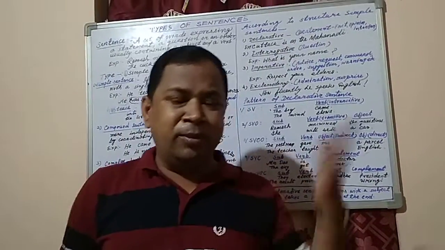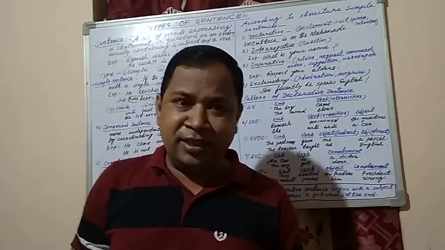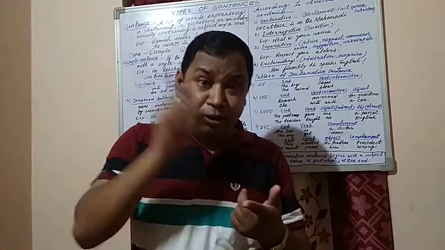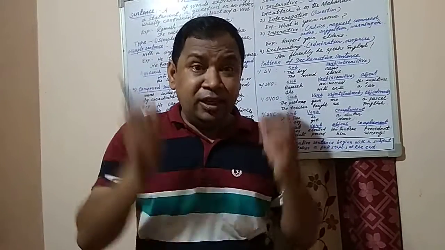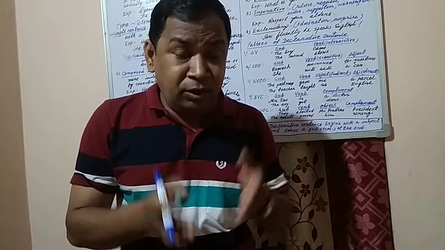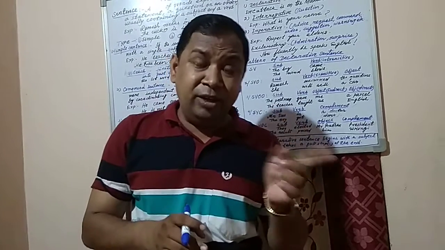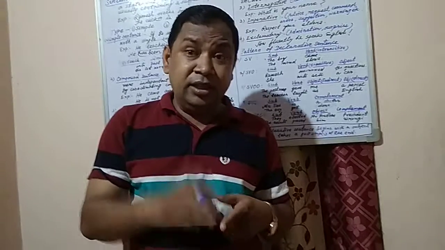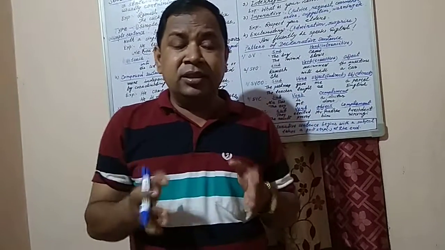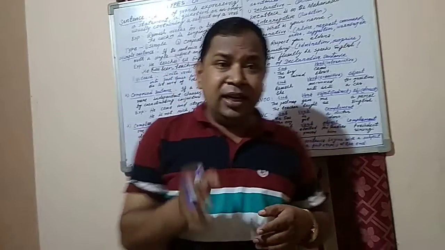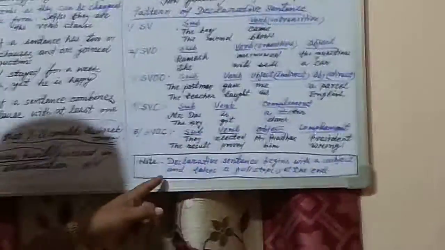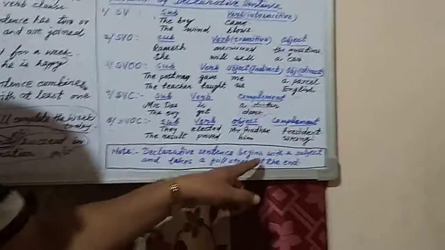Dear students, we have learned many things about declarative sentence. But in conclusion, you remember one thing, that to recognize a declarative sentence, there is a shortcut way. That means you can know it easily. How? If a sentence starts with a subject and ends with a full stop, we know that that is a declarative sentence. You can note this. Declarative sentence begins with a subject and takes a full stop at the end.